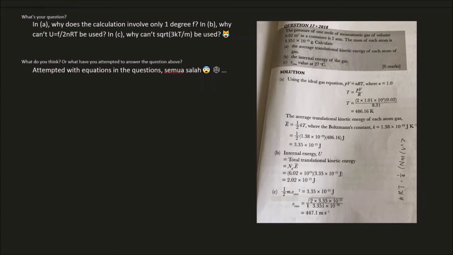So it says here that the pressure of 1 mole of monoatomic gas of volume 0.02 meter cube in the container is 2 atm, 2 atmosphere. So it's a very jam-packed sentence. So let's dissect it first. So it says the pressure of a 1 mole, so means N is equal to 1 mole of monoatomic gases.